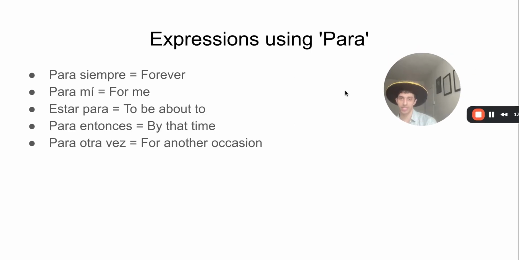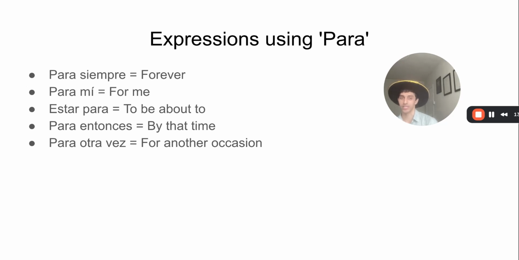And again, there are many expressions in Spanish that use the preposition para too. These are just a few of the most common ones. And for GCSE and iGCSE, you do not need to know many of these, but this is a great starting point. So para siempre means forever, literally "for always." Para mí, for me, in my opinion, for example. Estar para, usually followed by the infinitive of the next verb, means to be about to do something. Estoy para hacer mis deberes, for example, or mis tareas. I'm about to do my homework. Para entonces, by that time. Para otra vez, for another occasion. And there are plenty more as well.